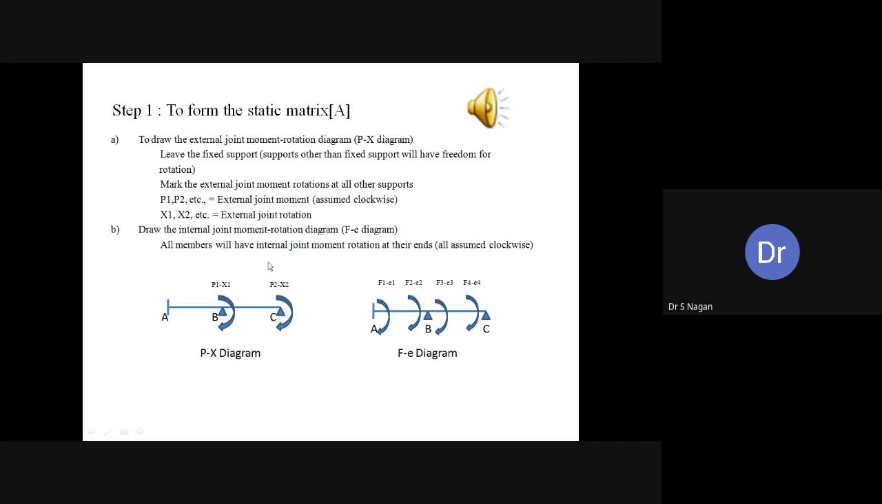So in this step, do you have any doubt? Because we are going to follow this step for problem solving, similarly for portal frames, followed by trusses. If you have any doubt in forming this, please get it clarified. First we need to form the external joint moment rotation diagram, the PX diagram. Then we need to draw the internal joint moment rotation diagram, which is the FE diagram.